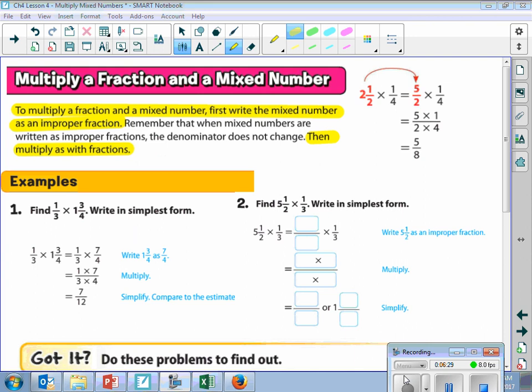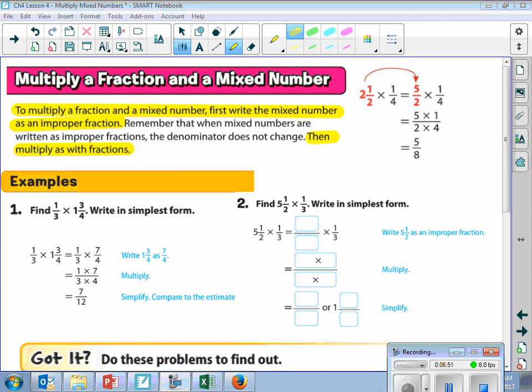Here, we can't, right? So now you're just going to multiply straight across. So you have 1 times 7 is 7, and 3 times 4 is 12, so our final answer is 7/12. Piece of cake? All right, very good.